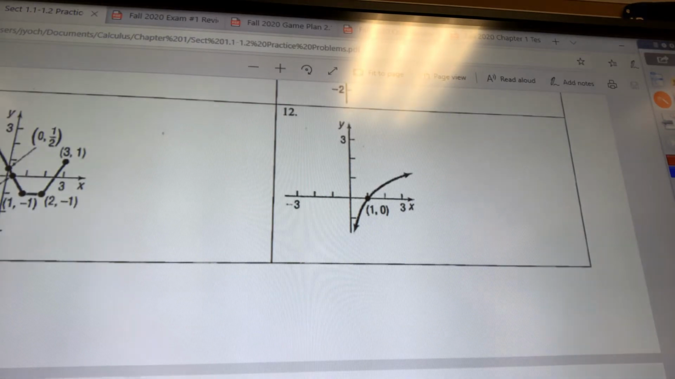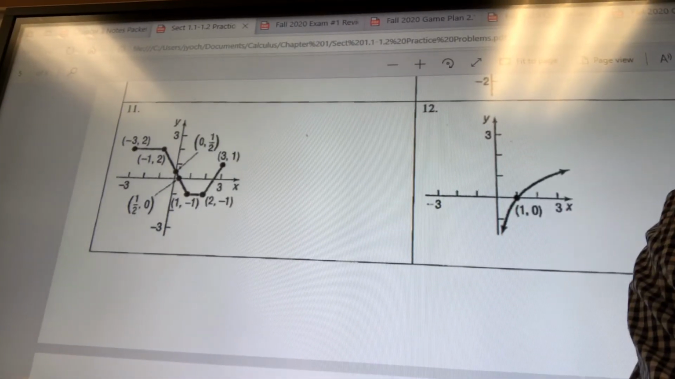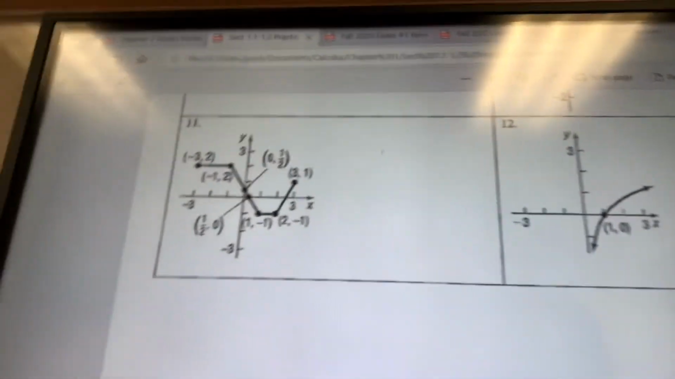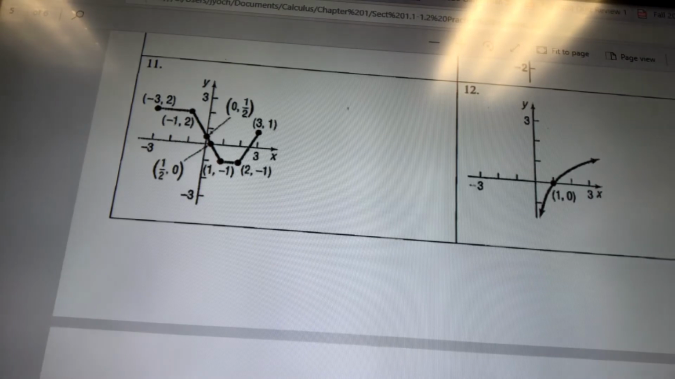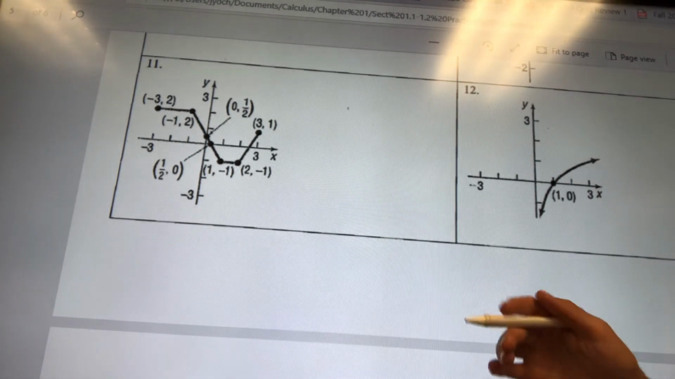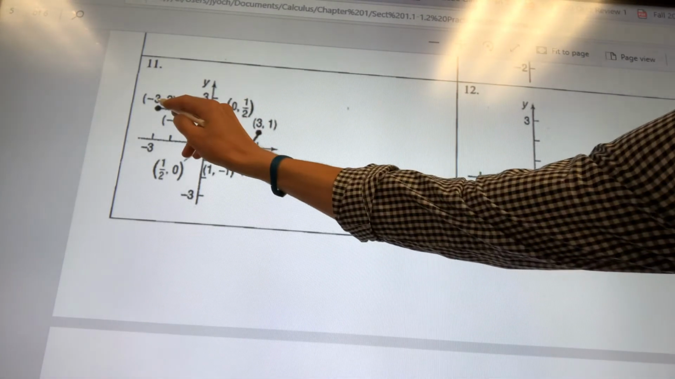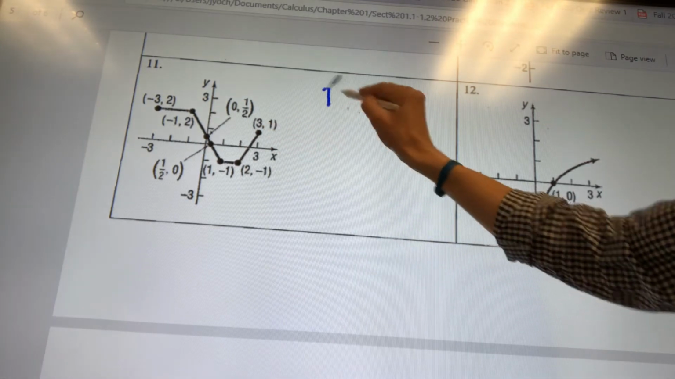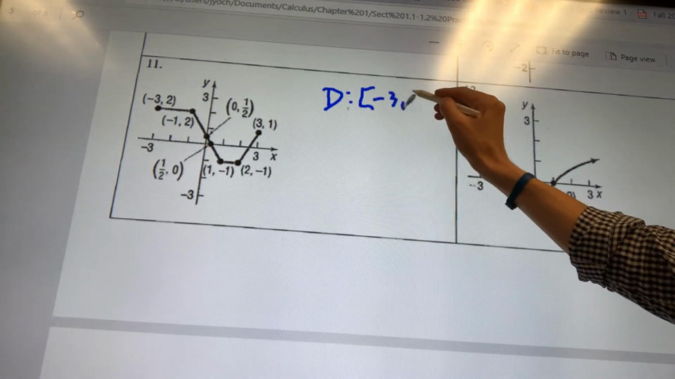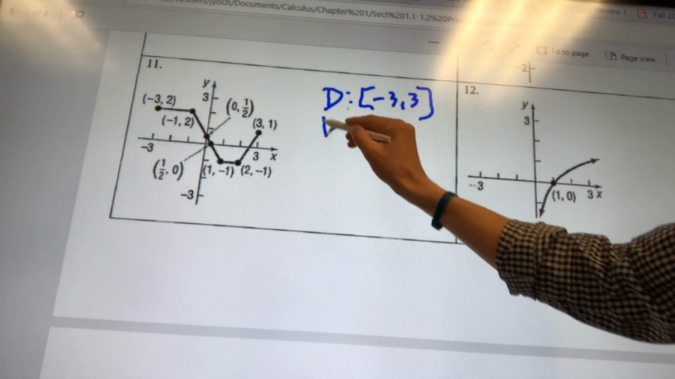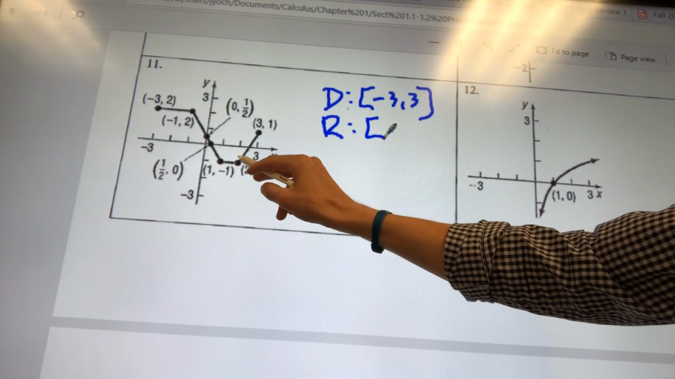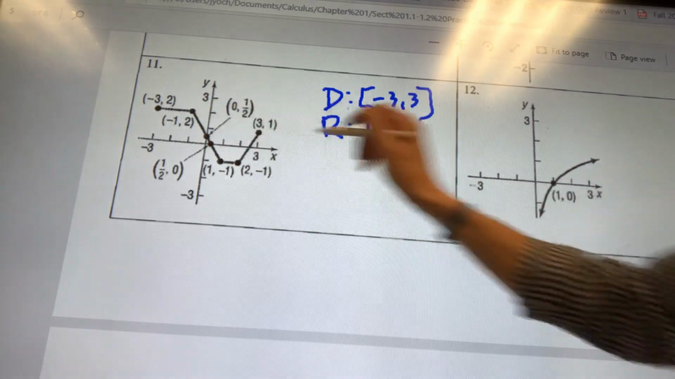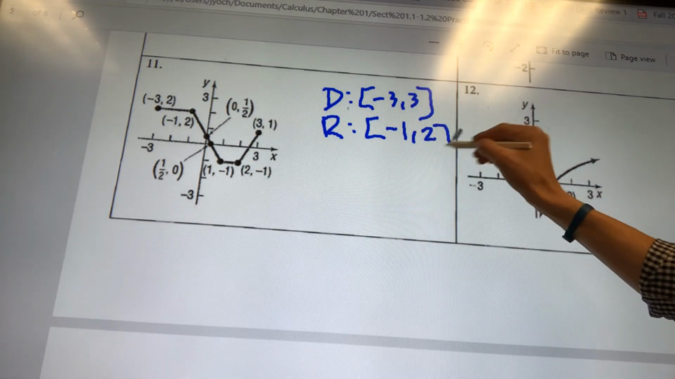All right, let's talk about 11. I know the lighting here is creating an issue. Okay, we're doing the best we can this quarter. All right, so domain and range. It starts at negative 3, ends at 3, goes through both. So the domain is negative 3 to 3. The range: smallest y value is negative 1. The highest y value is 2. Negative 1 to 2, goes through both.